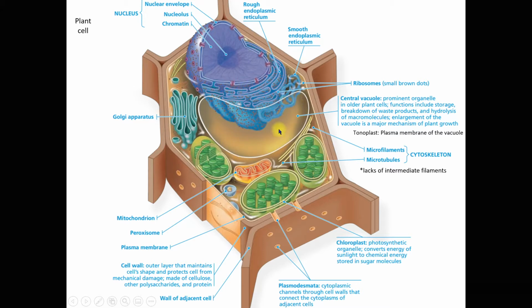Now there is one structure here, the tonoplast. Tonoplast is the plasma membrane of the vacuole, right? And then the cytoskeleton: when compared with the animal cell, the plant cell's cytoskeleton lacks the intermediate filament, where the cytoskeleton of the plant cell only consists of microfilaments and microtubules. Later we will go deeper into these microfilaments, microtubules, and intermediate filaments.